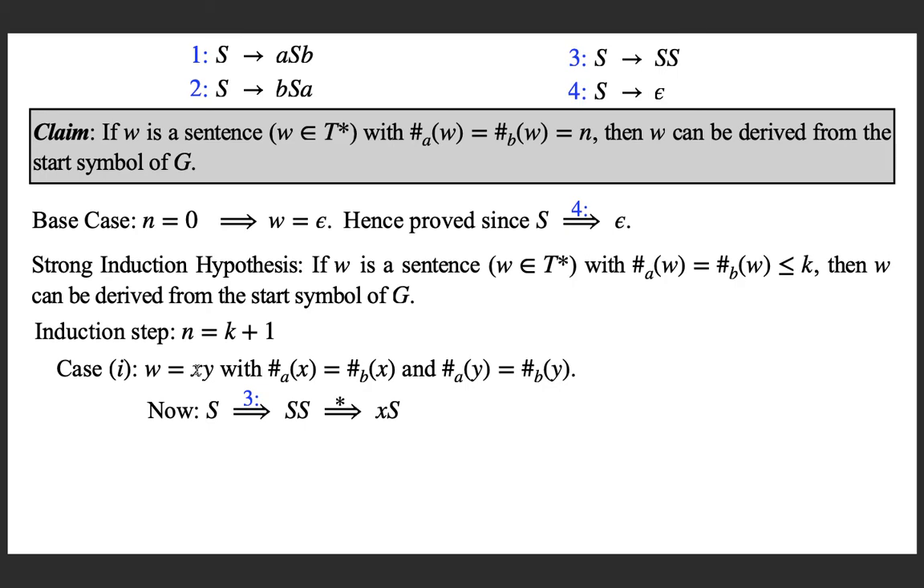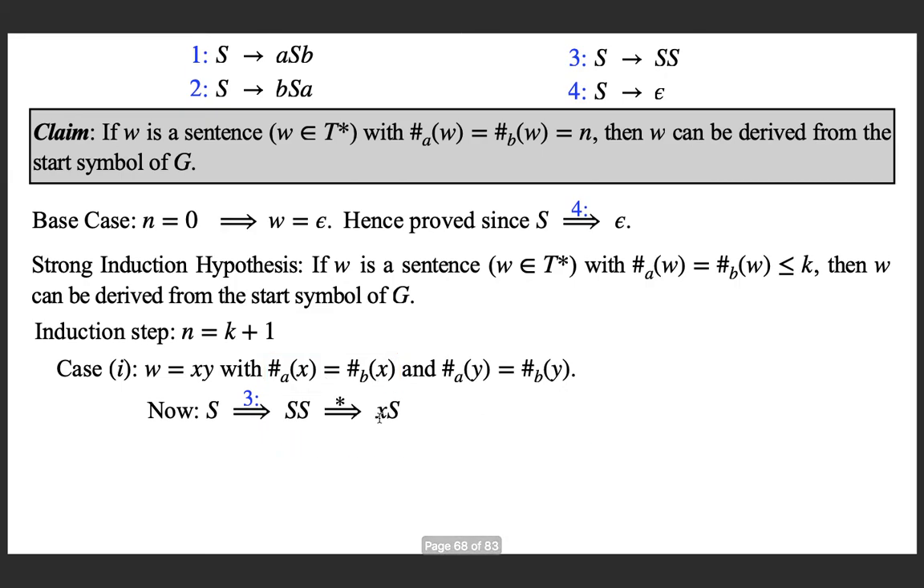Why? The only thing I know is that X is containing equal number of A's and B's. Now from the induction hypothesis, I know that the length of X is strictly less than or equal to K, because W is written as XY. And from this condition we know that X contains equal number of A's and B's. That is, X is a string whose length is less than or equal to K and containing equal number of A's and B's. Then from the strong hypothesis we can have this.